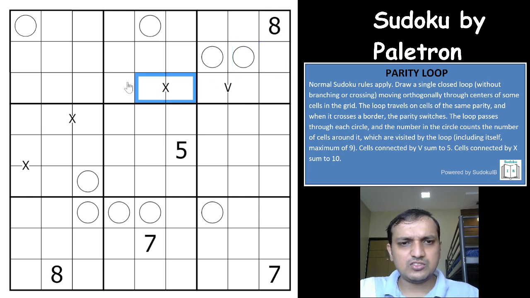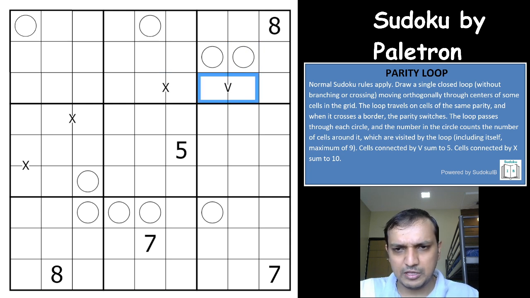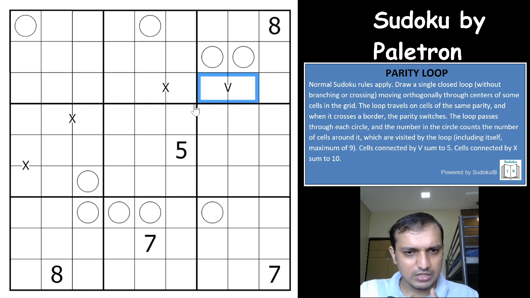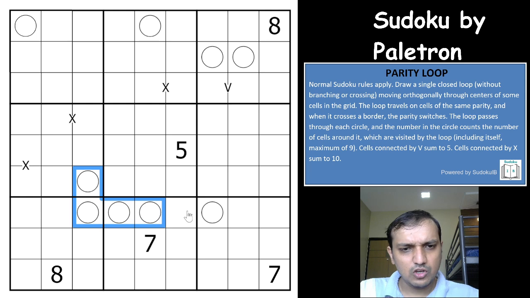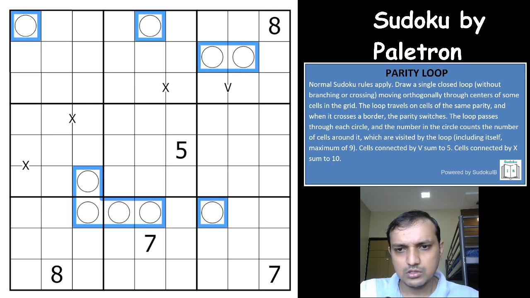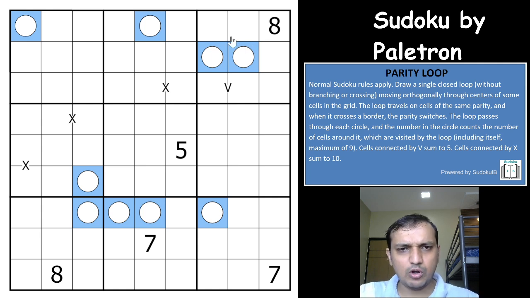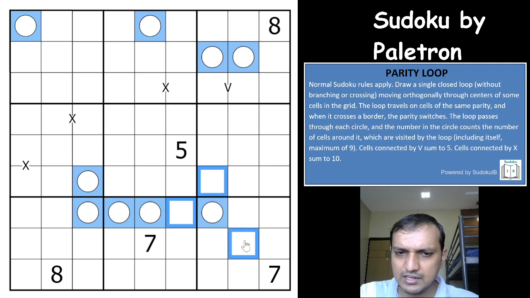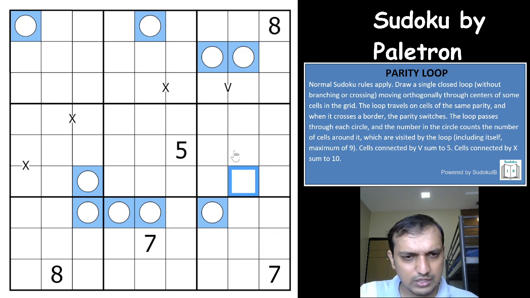And X means the sum would have to be 10, V means the sum would have to be 5, and not all X and V's are given. Okay, that seems to be a really good one. So all of these are part of the loop. I can use a blue color for the loop, maybe. We are not sure what the parity is here, but of course the loop goes without branching or crossing. And there is no rule that a loop cannot touch itself diagonally, so it can touch itself, which is nice.